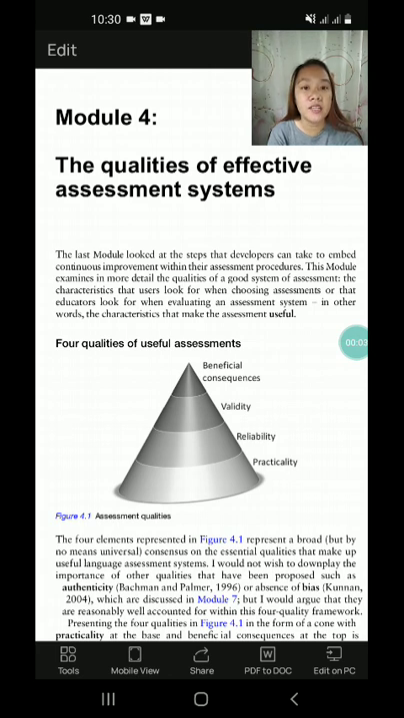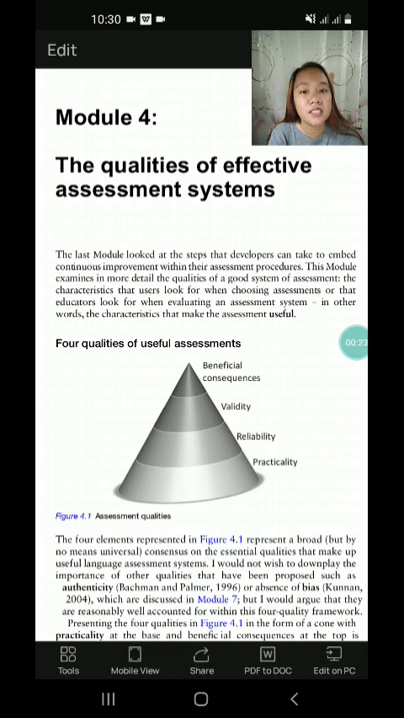Module 4, the qualities of effective assessment systems. The last module looked at the steps that developers can take to embed continuous improvements within their assessment procedures. This module examines in more detail the qualities of a good system of assessment.